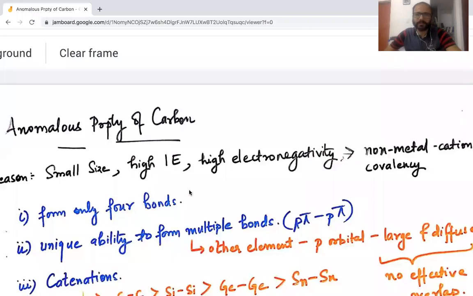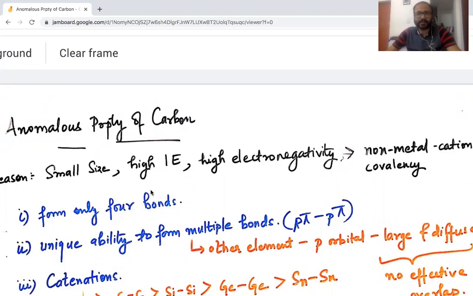Good morning, everyone. So let us continue with our discussion on group 14 elements. In the previous class, we introduced ourselves to the various elements in group 14, that is your carbon family. And we looked into the allotropy as well as the electronic configuration and the oxidation states that these elements show.